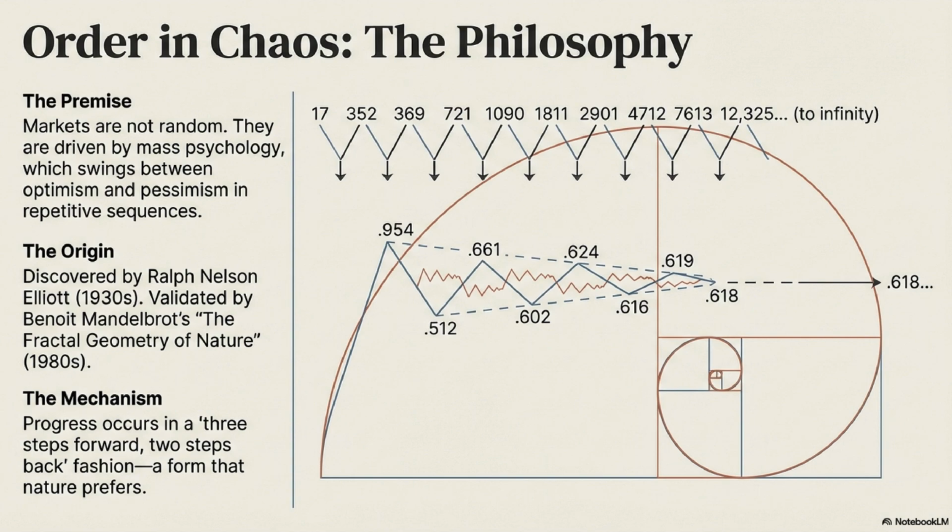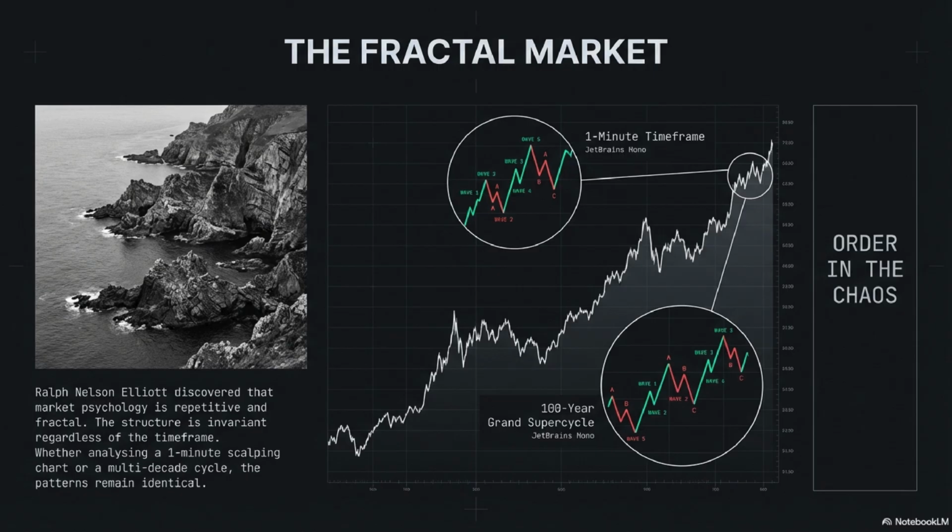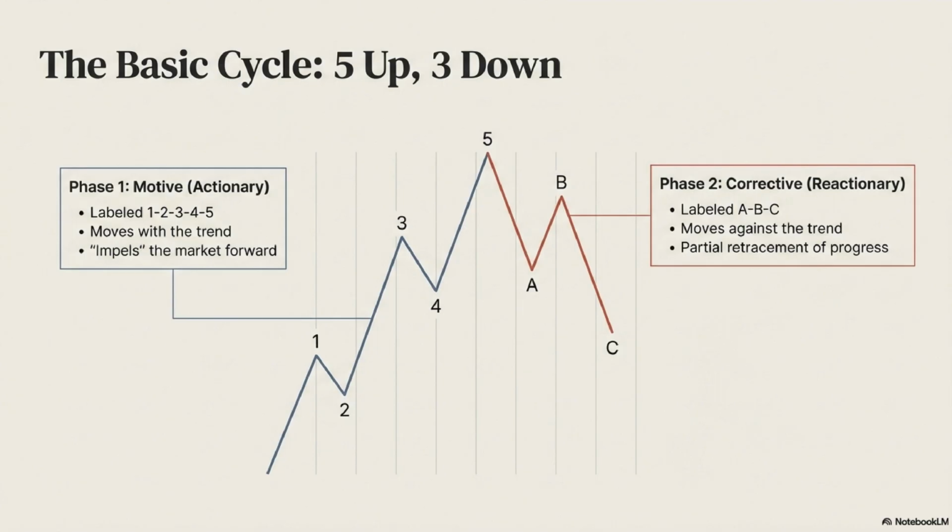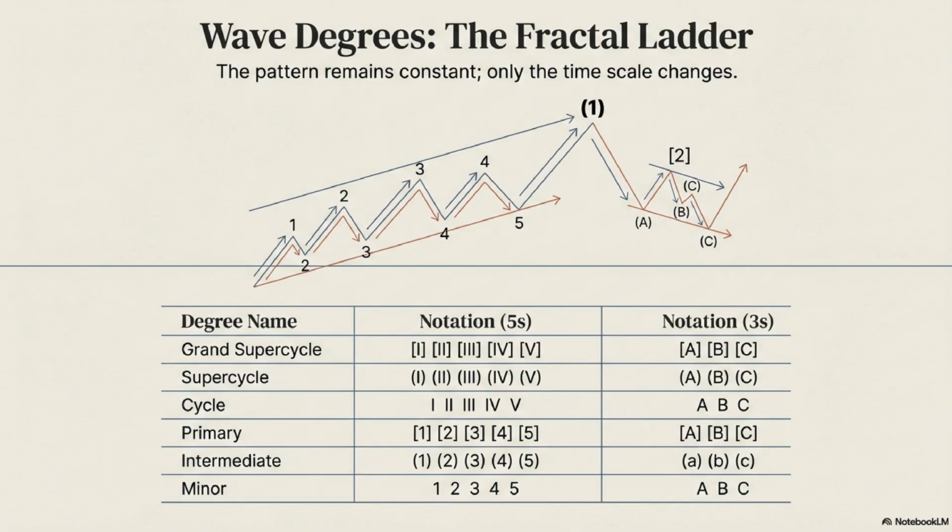The fractal market. Ralph Nelson Elliott discovered that markets are fractal. This means the same structure appears on a 1-minute chart and on a chart spanning decades. Why does this happen? Because markets are driven by people, and human psychology does not change with time frames. Time compresses, structure remains the same. This is why Elliott Wave applies to stocks, indices, forex, and crypto alike.